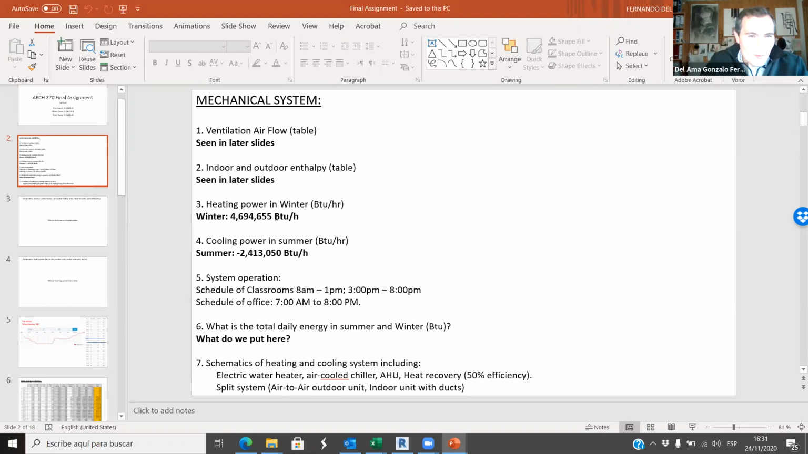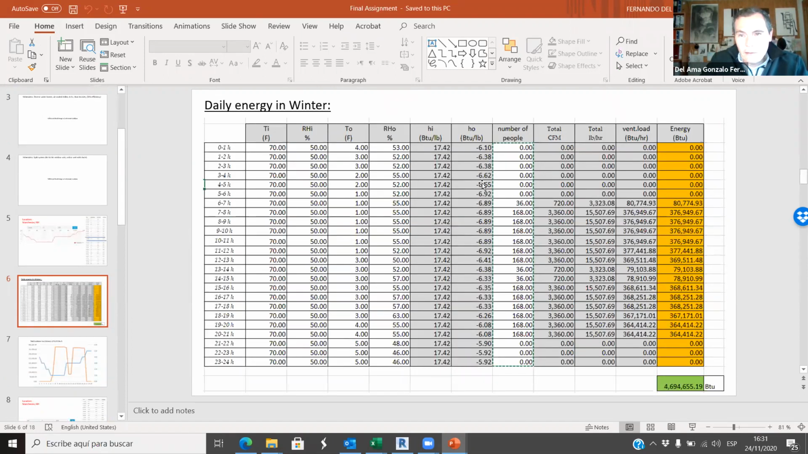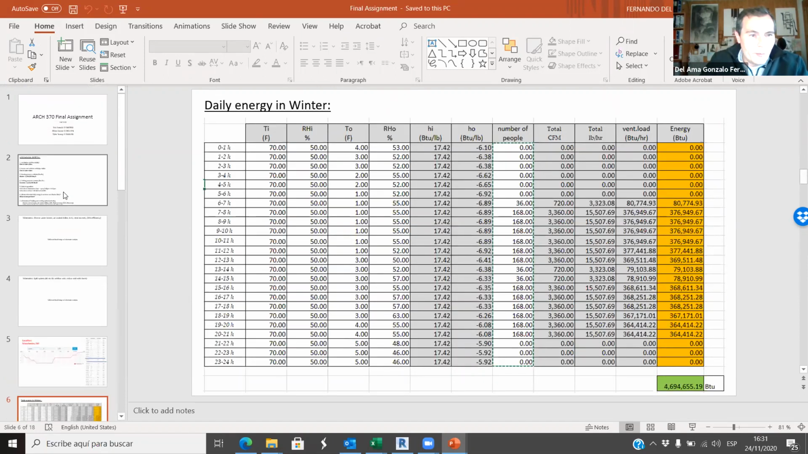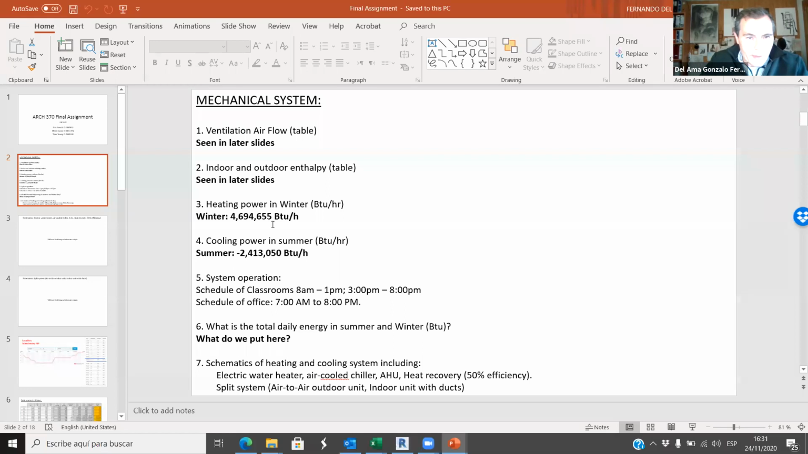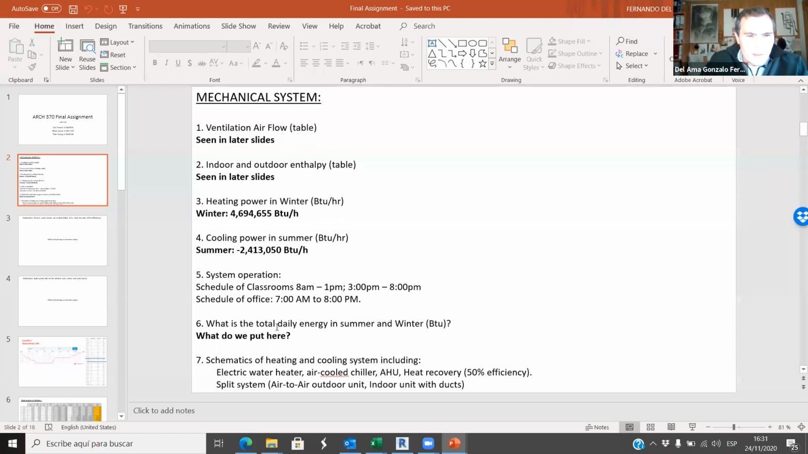Okay, so we have this heating power in winter and this heating power in summer. If you haven't included the 50% efficiency, you have to divide this by 2, and that would be enough. Or if you want to do it again with a new Excel file, you can go ahead, but it should be half this value, okay?